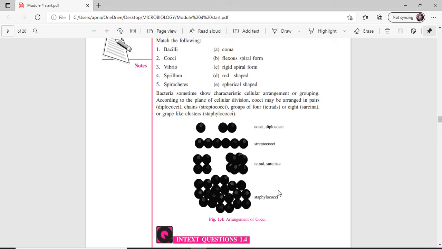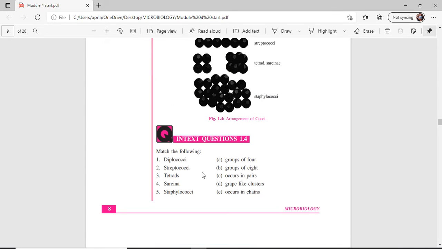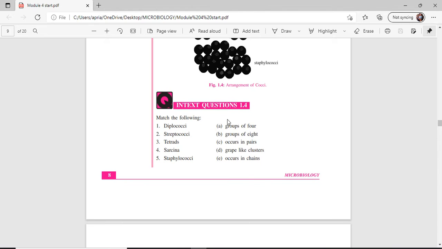In its name already, you have Staphylococcus aureus. Therefore, if you look under the microscope, you will see a cluster of bacteria. So in its name already, the arrangement is indicated. Questions?